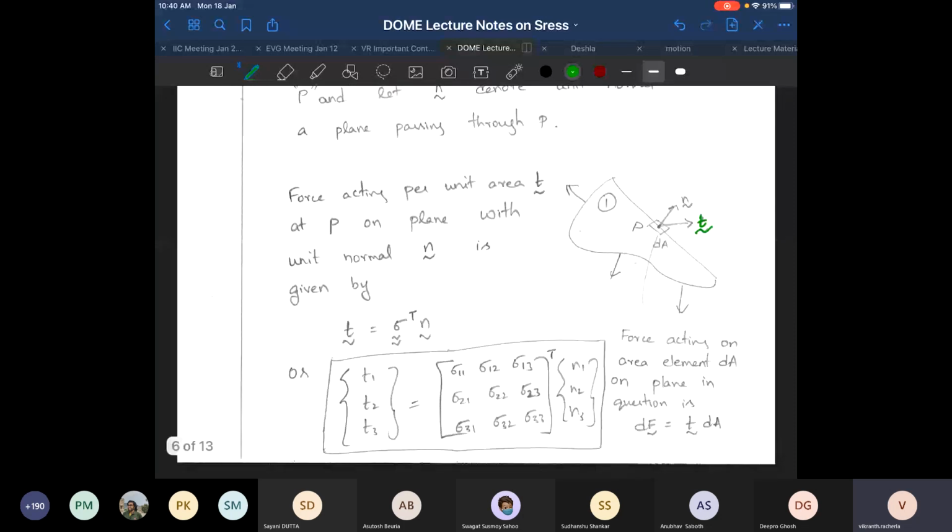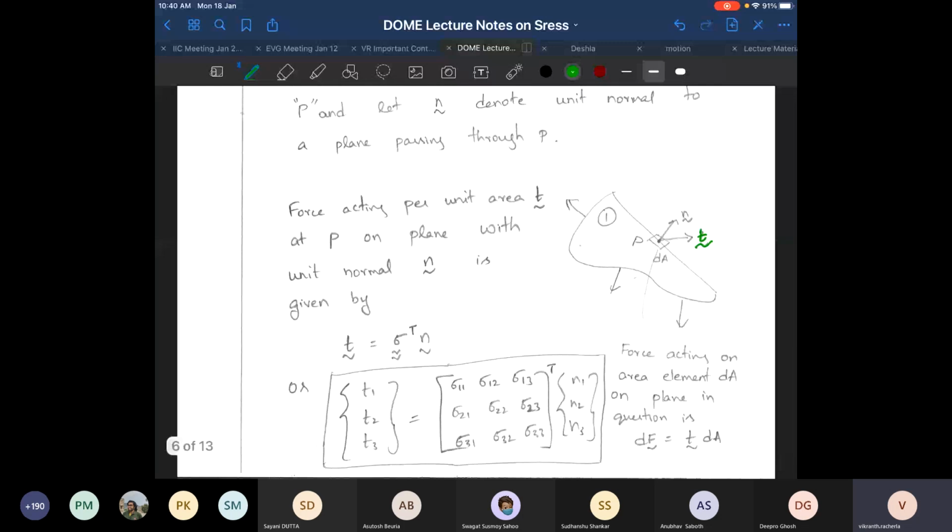Now what can be shown is that traction acting on a plane is related to the stress at that point by this particular relation. In matrix form, the traction vector is equal to sigma transpose n. This is a very, very useful relation. For any plane passing through the point, you can estimate the force per unit area on that plane using this relation.